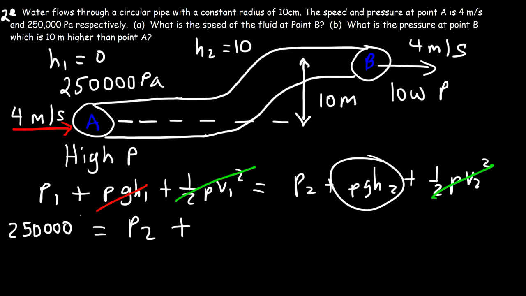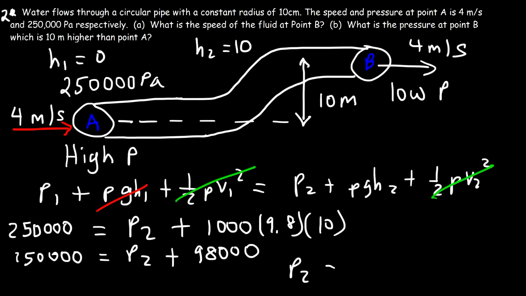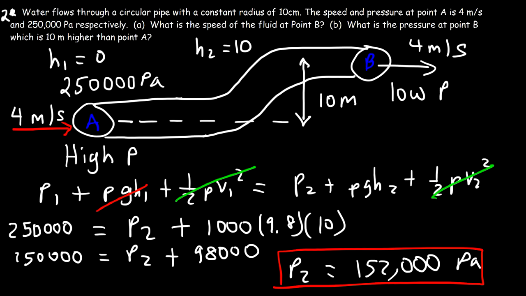So this quantity is important. So rho, the density of water, is 1,000, G is 9.8, and H2 is 10. So if we multiply 1,000 times 9.8 times 10, that's 98,000. So P2 is going to be 250,000 minus 98,000. So that's 152,000 pascals. So as we can see, the pressure is lower at a higher elevation.